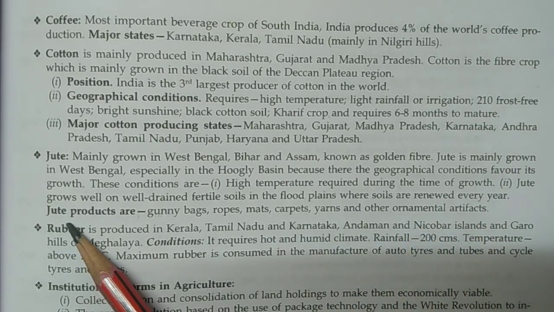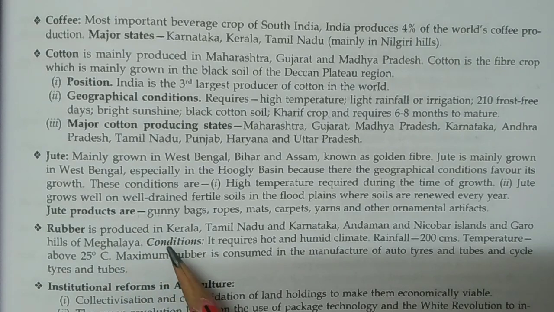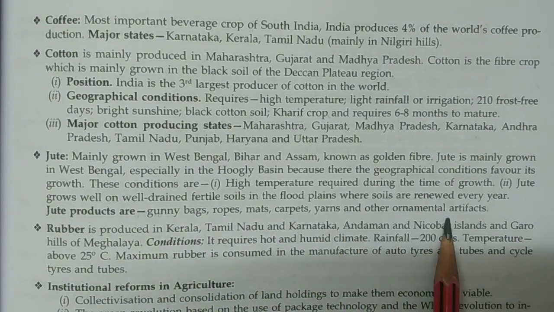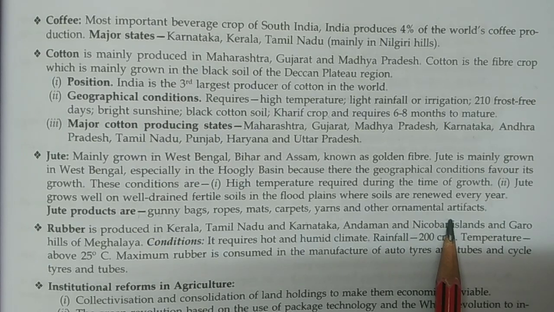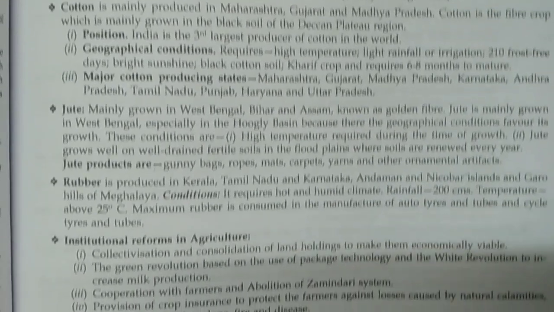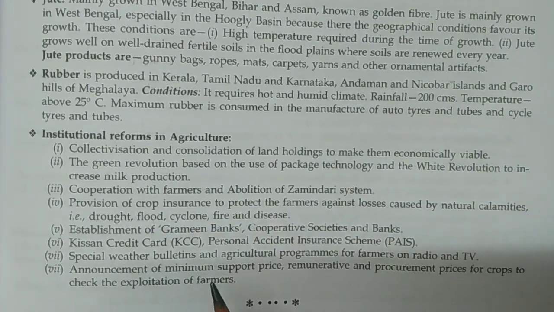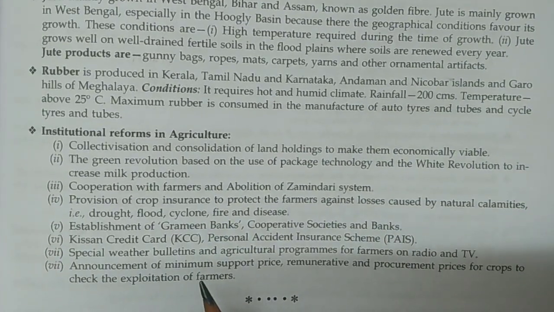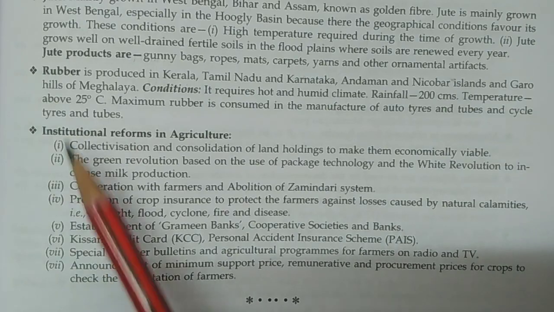Now next, what are jute products? Gunny bags, ropes, mats, carpets, yarns and other ornamental artifacts. It's all called jute products. Now we can cover all these things in this frame. Now it's rubber.